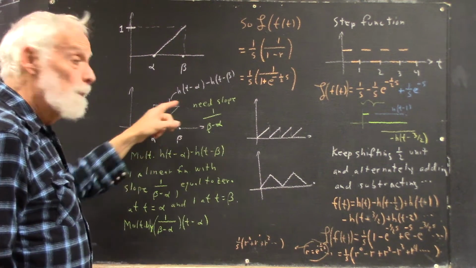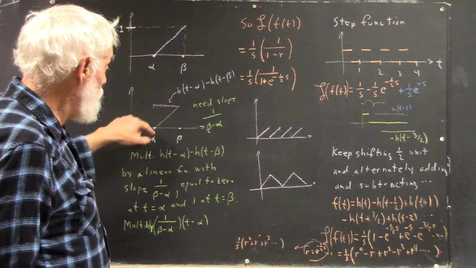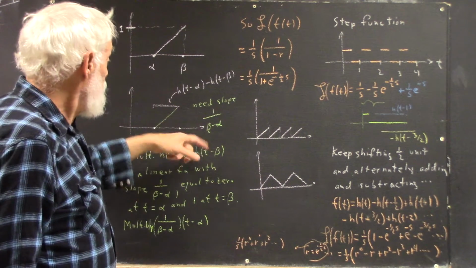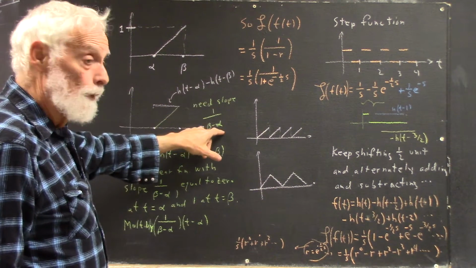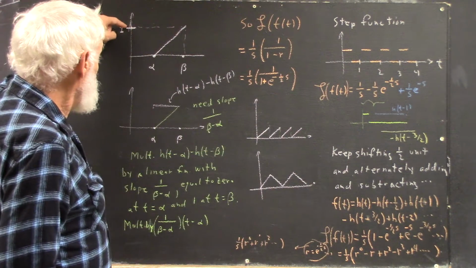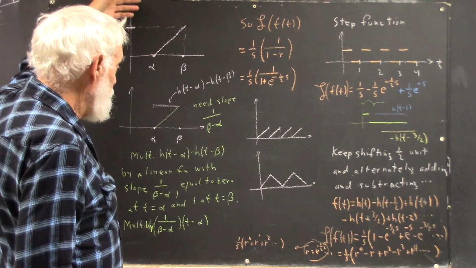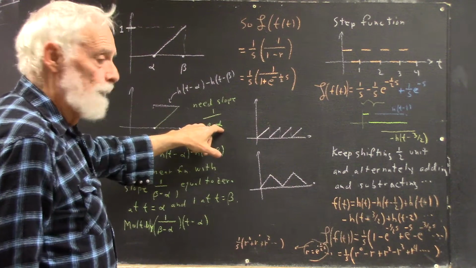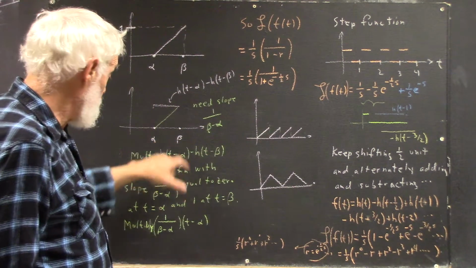We know what the slope of this thing is. We know how high it's going to go. We know how long it takes to get there. And in this case, the slope is going to be 1 over beta minus alpha. If we weren't going to 1, if we were going to some other value, it would be that value over beta minus alpha, the time interval, in other words.